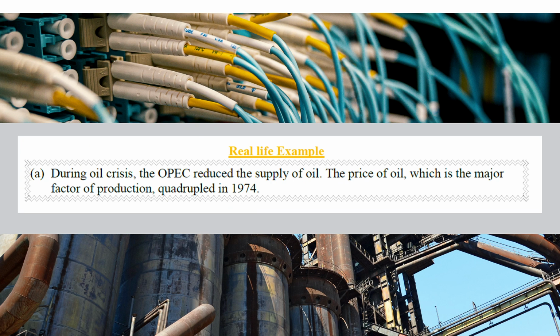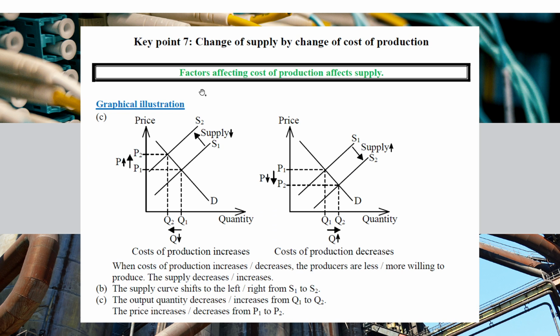Excellent. So in a real life example, during the oil crisis, OPEC reduced the supply of oil. So the supply decreased quickly, so the price of oil shot up by quadruple, 400%. Crazy. And then, change of the supply and change of cost of production.